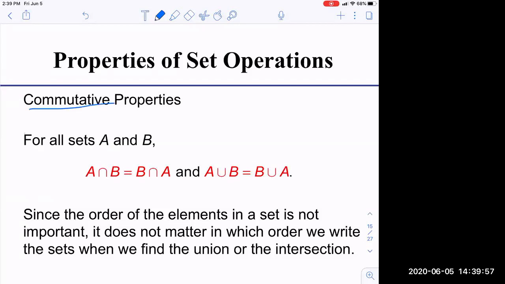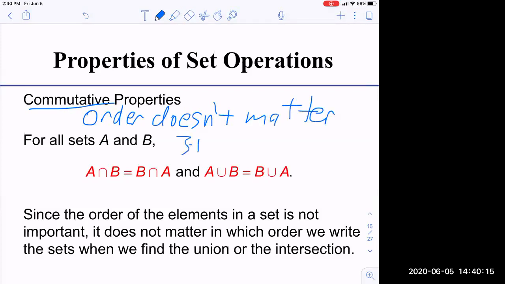I know you may not know this word yet because we haven't done it with numbers, but commutative just means that the order doesn't matter. You can think of addition, 3 plus 2 equals 2 plus 3. That's what commutative means. So notice that intersection and union have the commutative property.